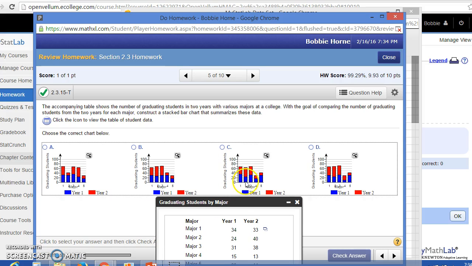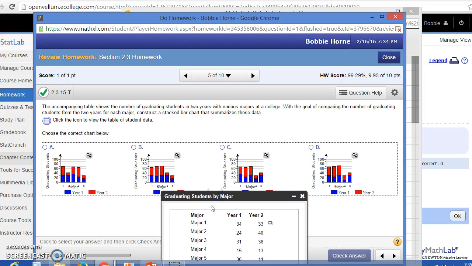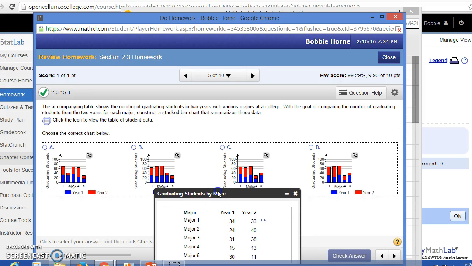But if you look at C, 24 and 40, this one is 24 and 40. So let's look at major 3, 31 and 38. So that should total 69, 31 and 38. Okay, let's look at major 4, 15 and 13, which would be 28, 15 and 13. If you look at this one, it's a little bit below. So let's check and see if it's C.